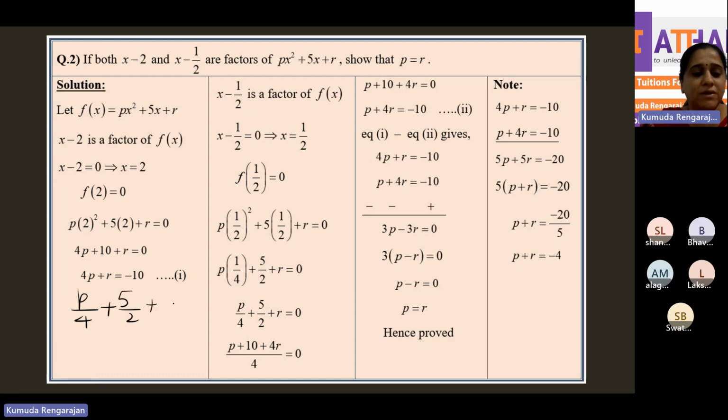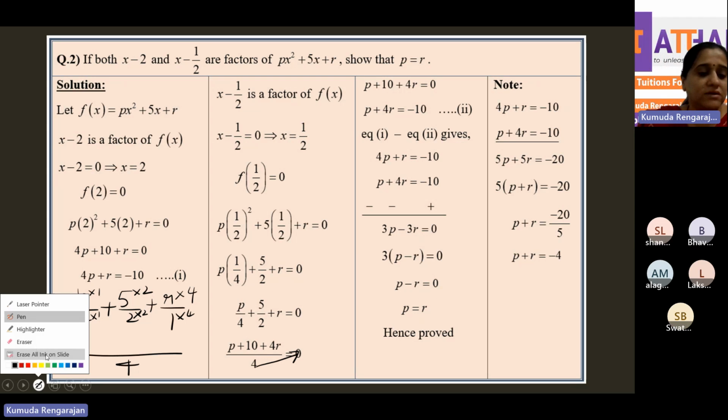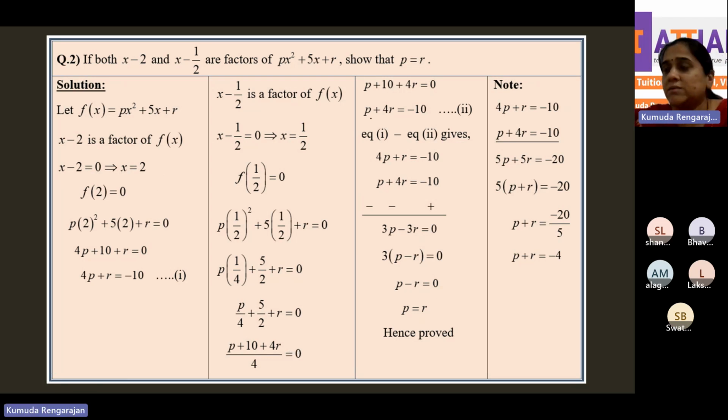5 by 2 plus r by 1 it is. Common denominator is 4. This is 4, so into 1 into 1. This is 2, how will you make it 4? Into 2, 2 into 2 is 4. This is 1, how will you make this 4? Into 4. So p plus 10 plus 4r is equal to 0. Cross multiply, so 0 into 4 is 0. Taking the number to the other side, you get p plus 4r is equal to minus 10.